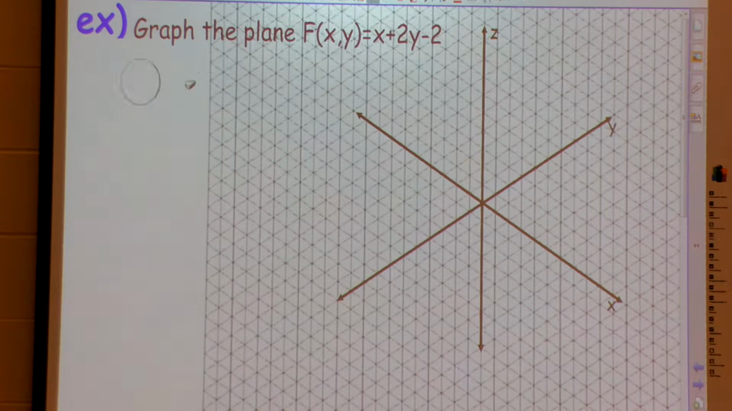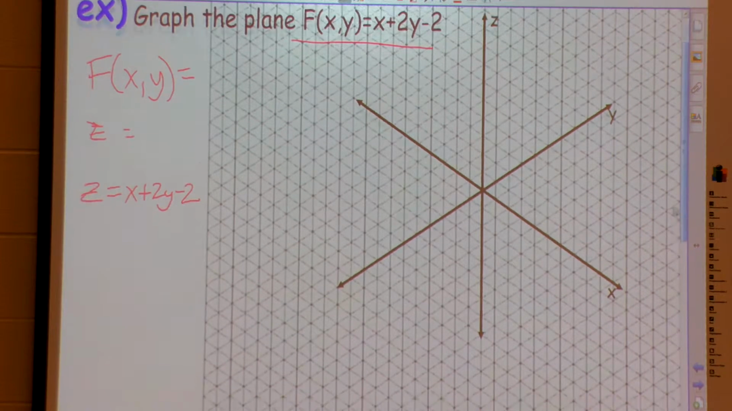So now, in our case, we use a capital F for the third dimension. If I have x comma y, f of x, y, it's saying it's a function of both x and y. This is just another way of saying z. So f of x, y equals is the same thing as saying z equals. So that's the first thing I'm going to do in my problem. I'm going to put z equal to x plus 2y minus 2.